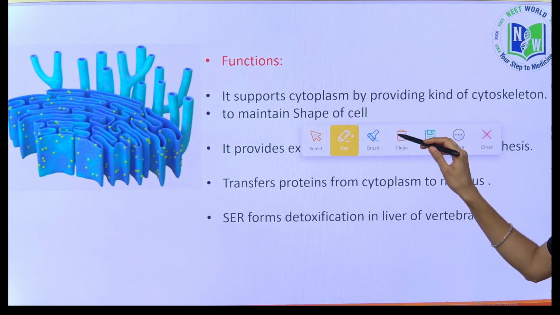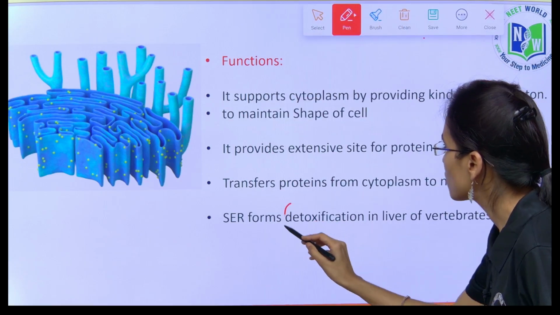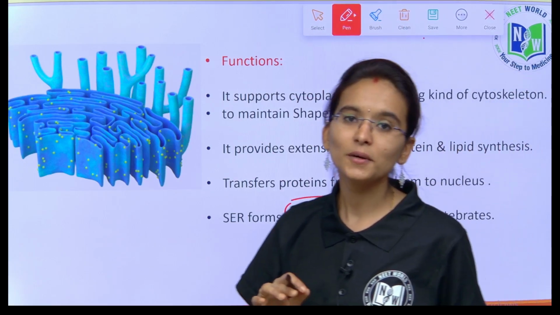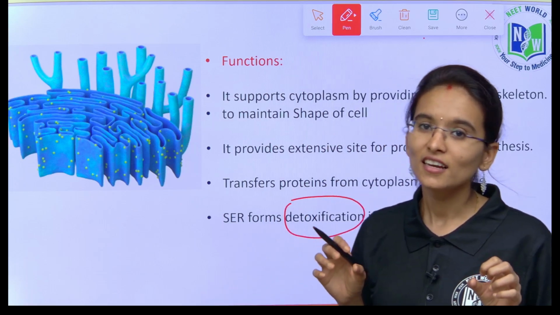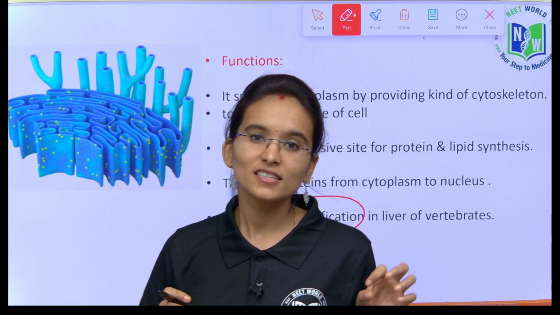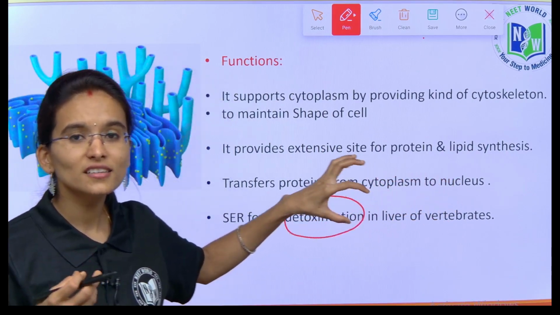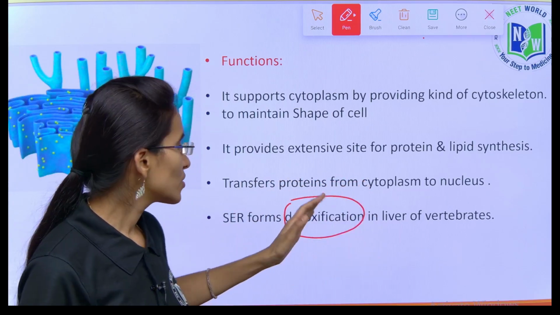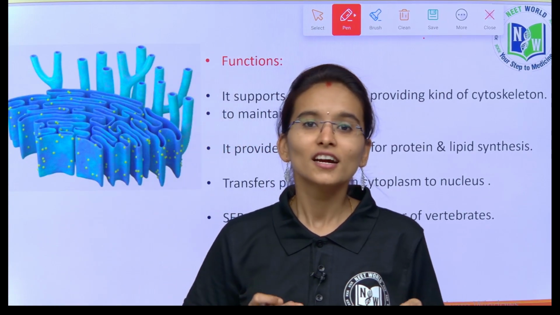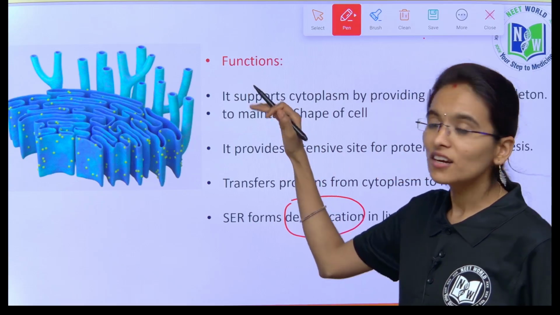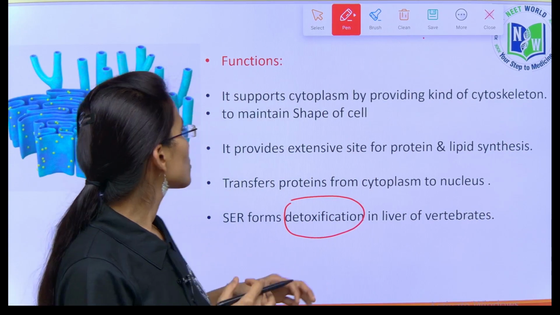Next, sometimes the smooth endoplasmic reticulum is involved in detoxification. It breaks down toxic substances present inside the liver of vertebrates, that is, inside us human beings. Sometimes we contain some toxic substances, so it breaks all those toxic substances and is involved in the detoxification process. Clear with the functions?